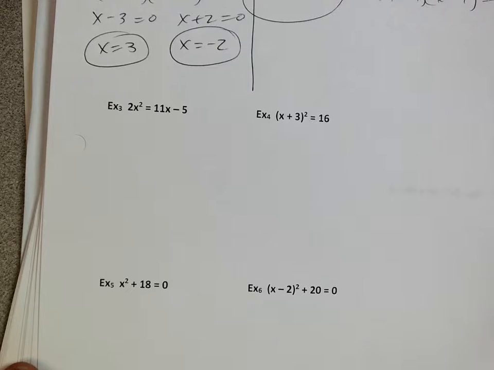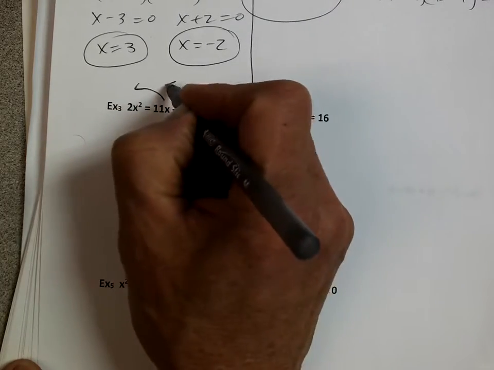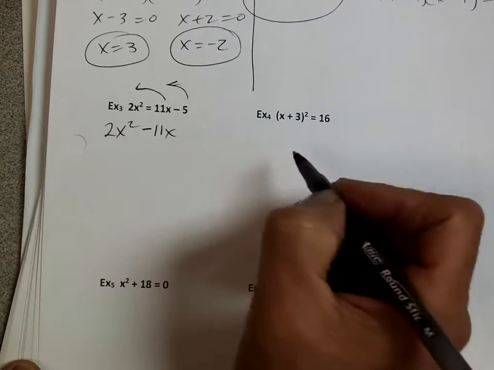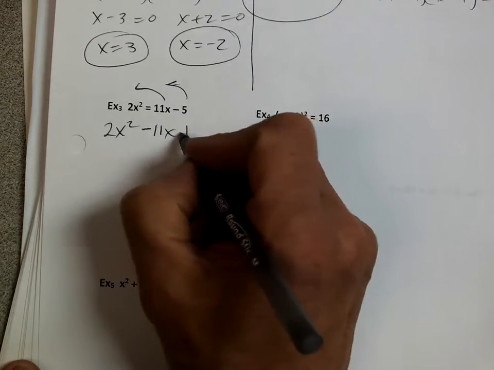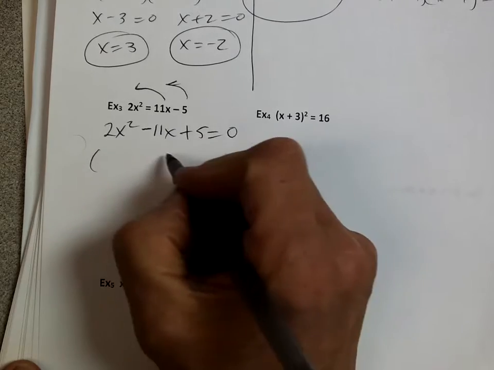Okay, so what about example 3? What should we do? Yeah, Caleb, thank you. You should move the 11x minus 5. Yep. So we're going to go 2x squared. I'm going to have to subtract 11x, right? And I'm going to have to add 5 to bring everything over. Capiche? Okay. Let's use the F word.